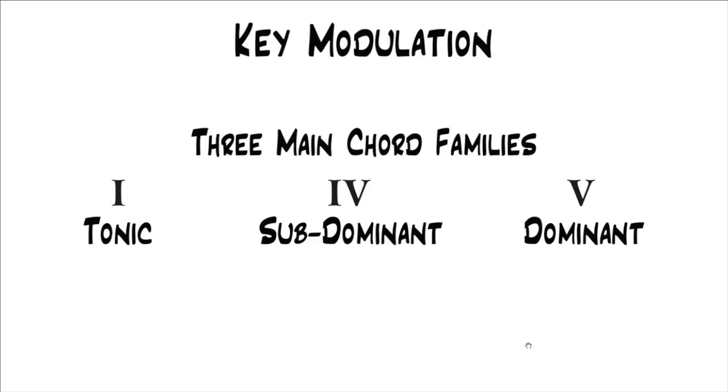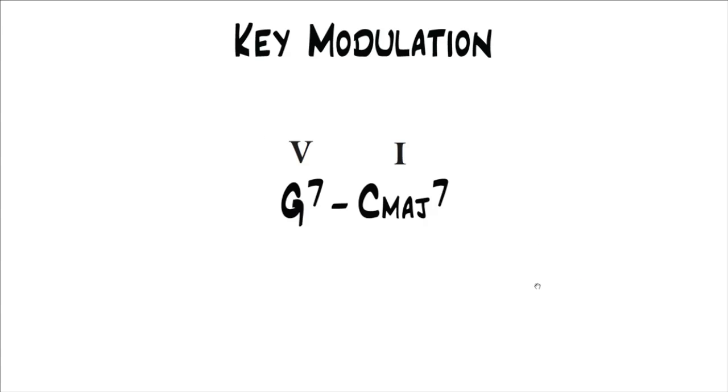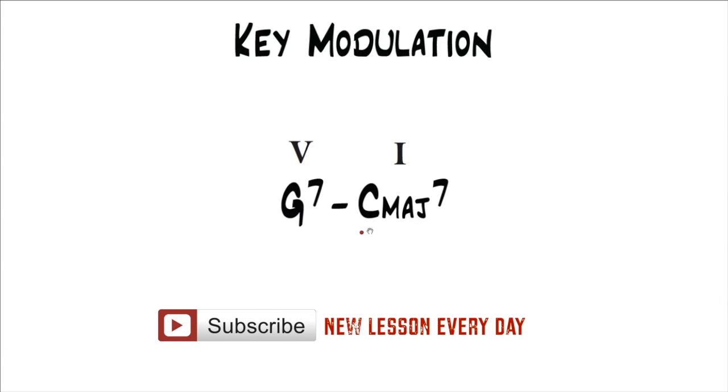And to really establish the key, the easiest way to do it is to use a tonic, a subdominant, and a dominant chord, a chord from each of those chord families. So if you're in the key of C, you'd use a chord from each of those chord families to really establish that you're in the key of C. And then when you jump to the new key, you'd use a chord from each of those chord families to establish the new key. Or to really establish it, you'd use an authentic cadence, which is a 5 to a 1, which is going to really establish a new key.